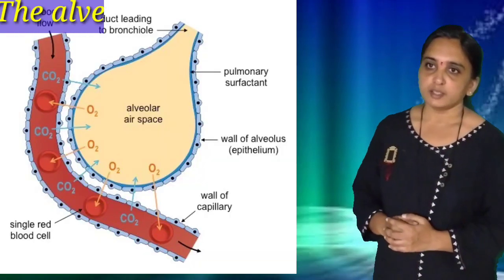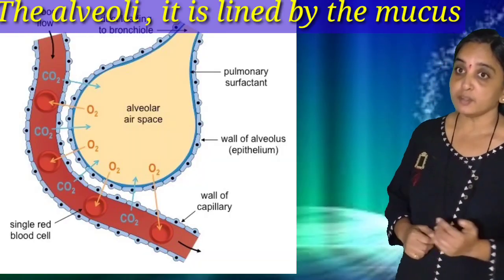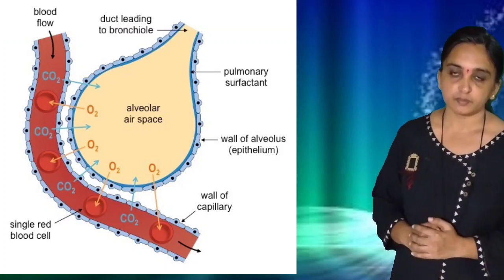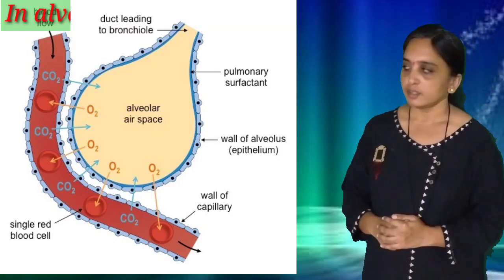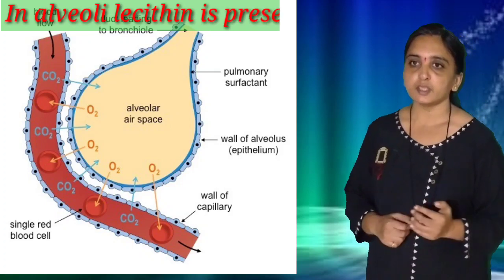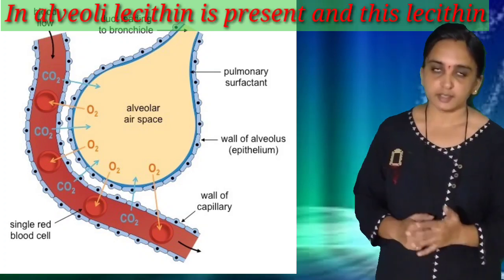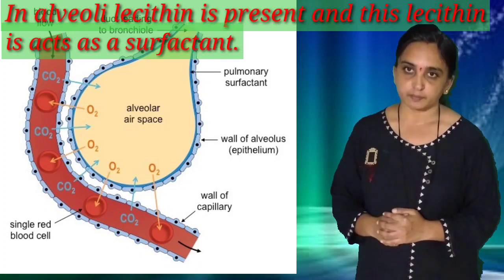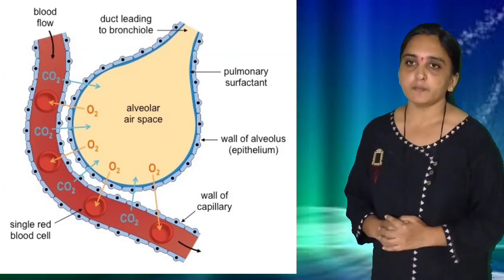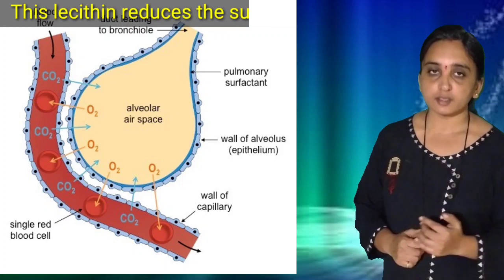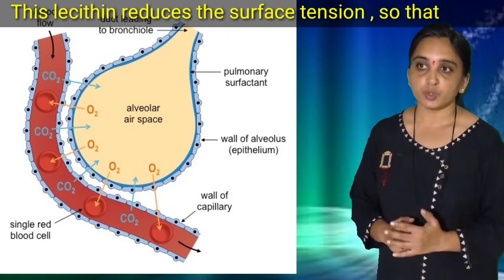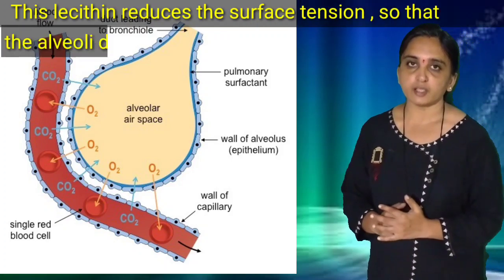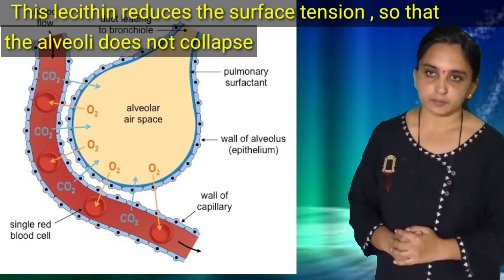The alveoli are lined by mucus. In alveoli, lecithin is present. This lecithin acts as a surfactant. This lecithin reduces the surface tension so that the alveoli do not collapse.